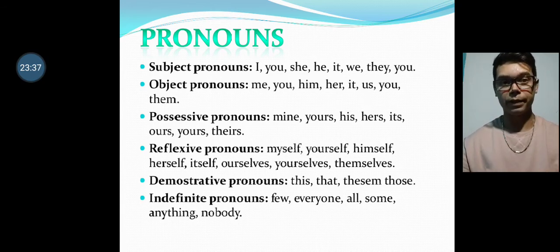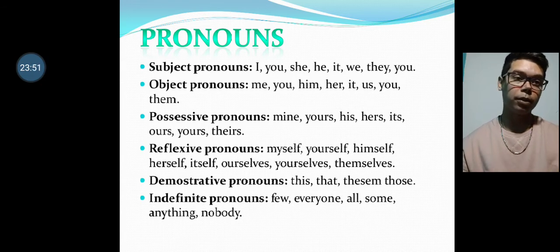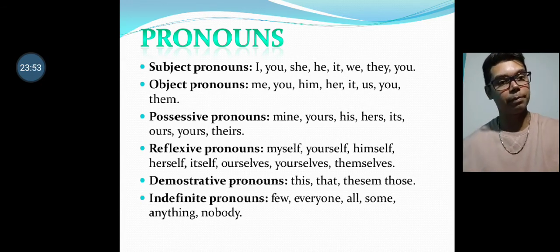We have the possessive pronouns, which are mine, yours, his, hers, its, ours, yours, theirs, ¿ok? Se le llama possessive pronouns porque cambia de todas maneras la relación de posesión de las cosas, y yo puedo decir es mío, it's mine.